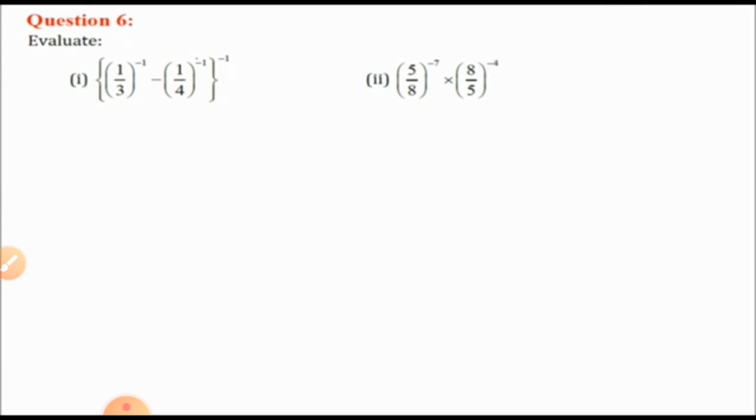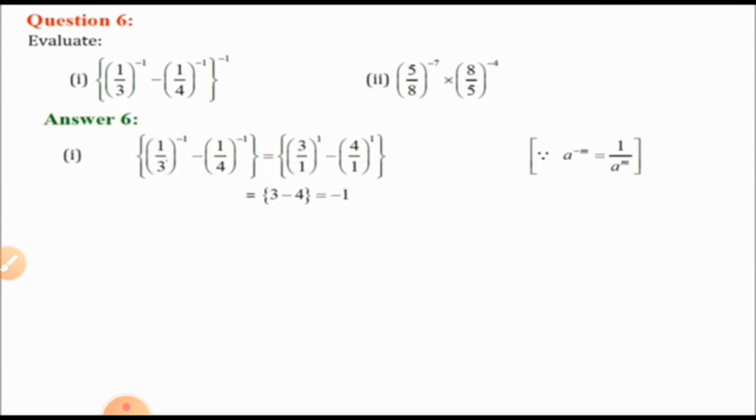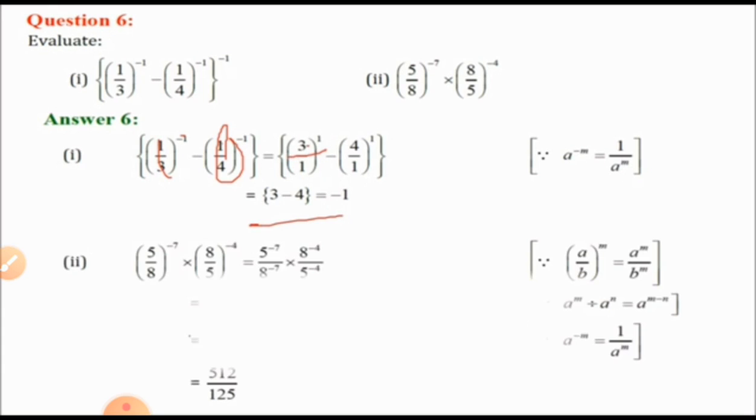Now question number 6, (1 upon 3 raised to minus 1 minus 1 upon 4 raised to minus 1) all raised to minus 1. All together, yes, the curly bracket is there. We use the curly bracket when two numbers are inside the brackets and they have the small bracket also. That's a minus 1.